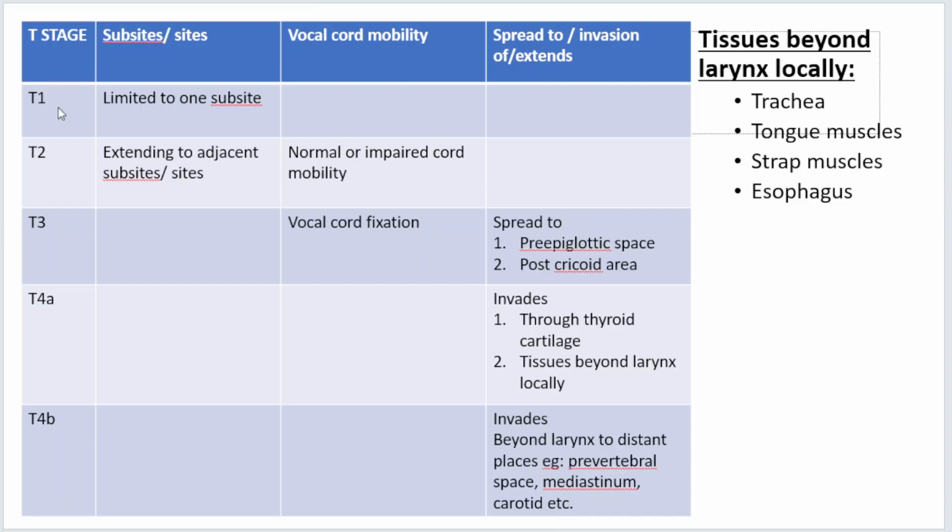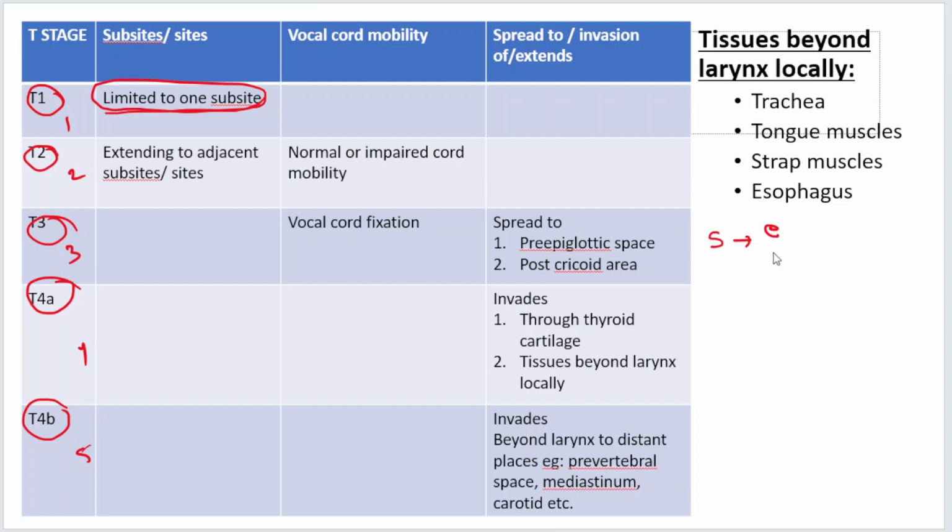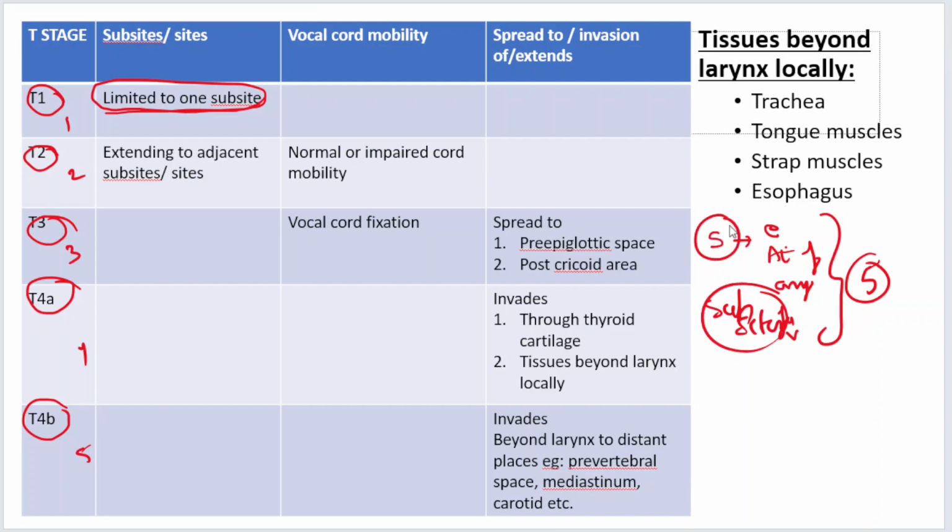Tumor size: there are T1, T2, T3, T4, and T4 is divided into T4A and T4B. So there are 5. What is T1? T1 is when the tumor is limited to one subsite only. As we remember from the first discussion of anatomy, the supraglottis has components: there is epiglottis, aryepiglottic folds, arytenoids, false cords and ventricles. So these are the 5 subsites of the site called supraglottis.